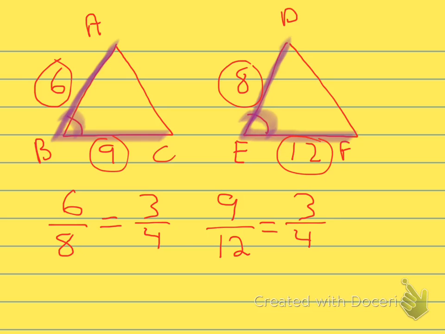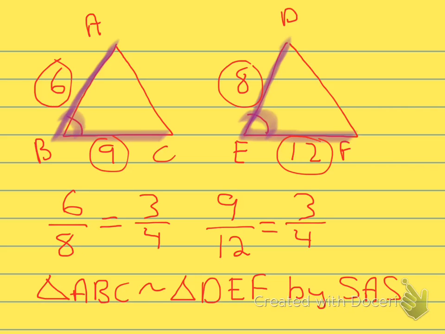Since the ratios of the corresponding sides are equal, and the included angles are congruent, and it's important that they were the included angles, the two triangles are similar by side, angle, side. So we will write triangle ABC is similar to triangle DEF, and our reason will be the side, angle, side similarity postulate.